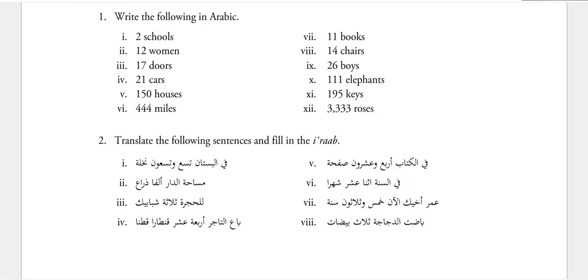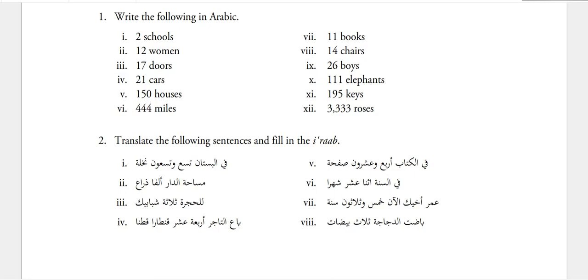Arba'u mi'atin 400, wa arba'atun means 4, wa arba'una means 40, milan, miles.